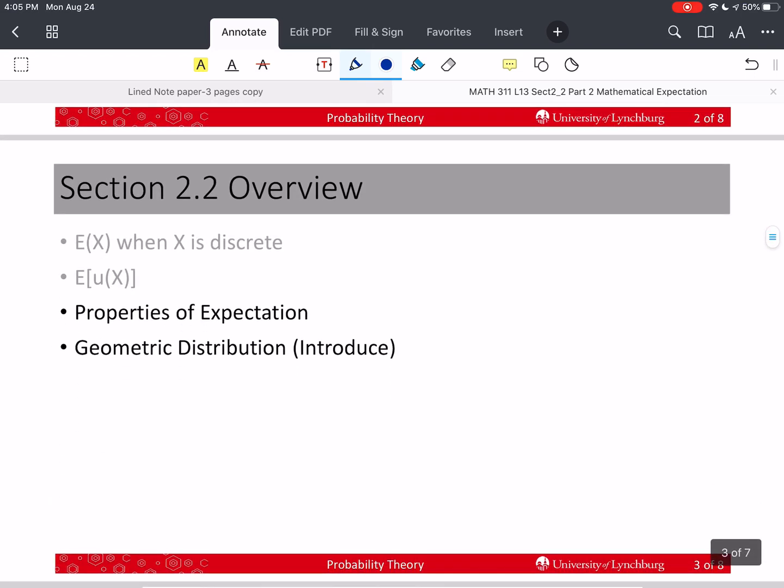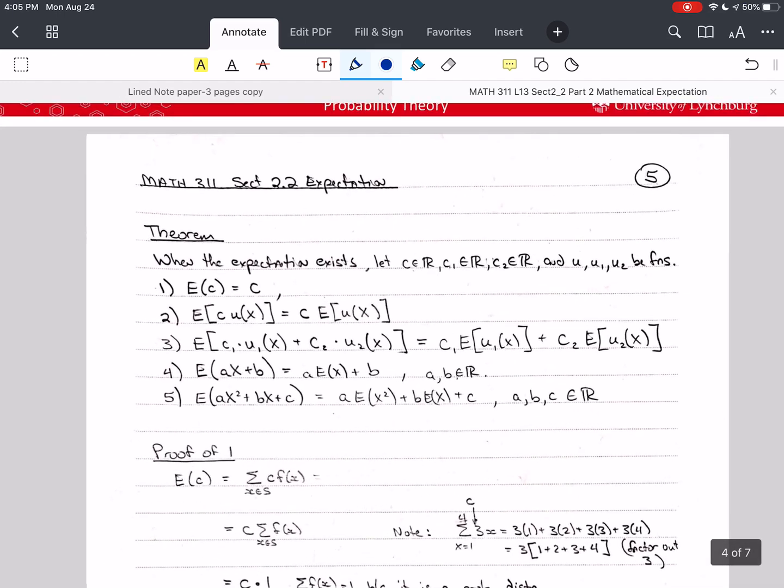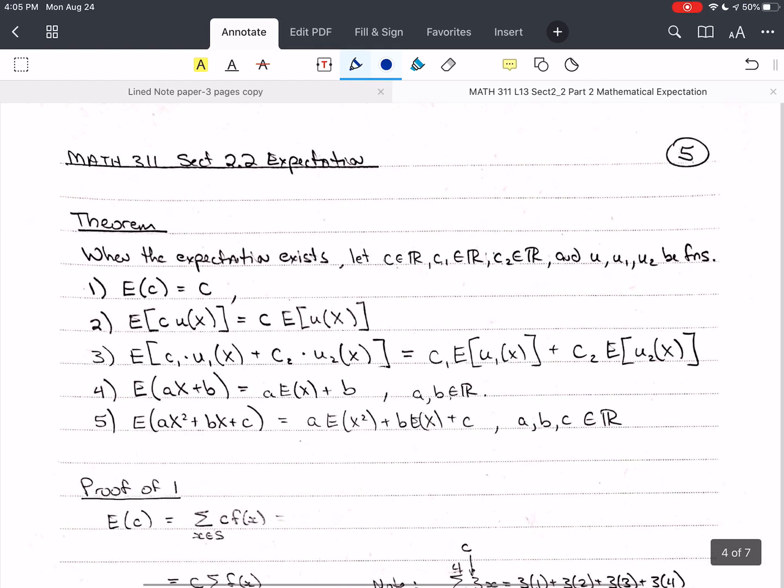So now, today, we want to go over some properties of expectation. I'm going to try to get us into the geometric distribution. We'll see how far. So let's talk about a theorem that's very important, and these are properties of expectation here. And the key word here is when the expectation exists. Expectation does not have to exist. We will see some distributions this semester where it does not. Certain expectations do not exist.